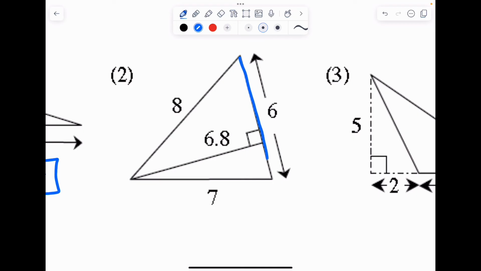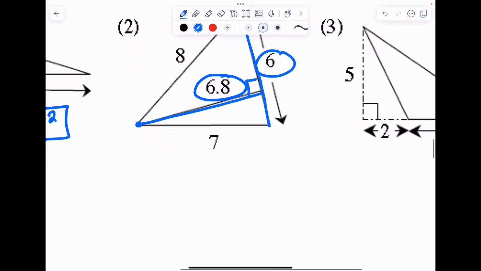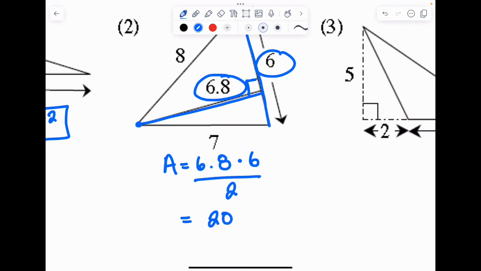Because notice, if 6 is our base, we do know the length from the top of the triangle to the base of the triangle that is perpendicular to the base, which tells me we are going to use 6.8 and 6. So the area of this triangle will be 6.8 times 6 divided by 2, which will give me an area of 20.4 units squared.